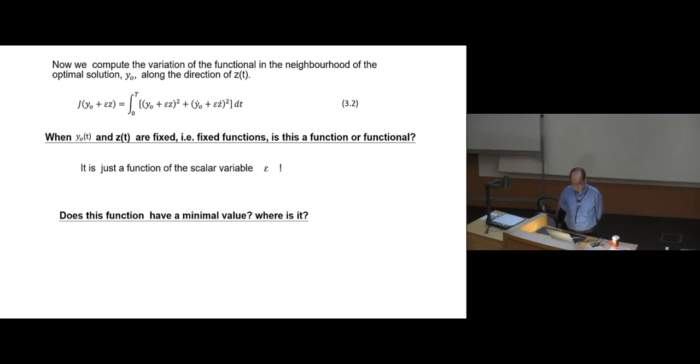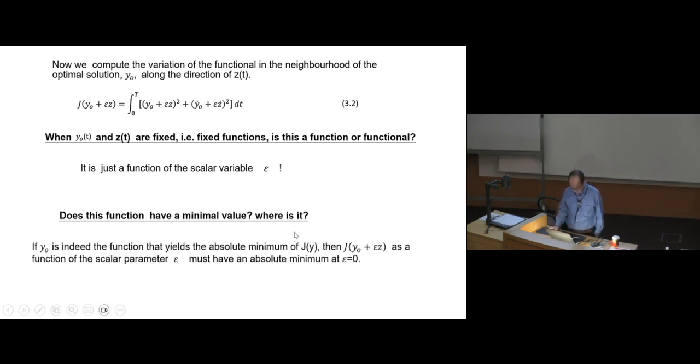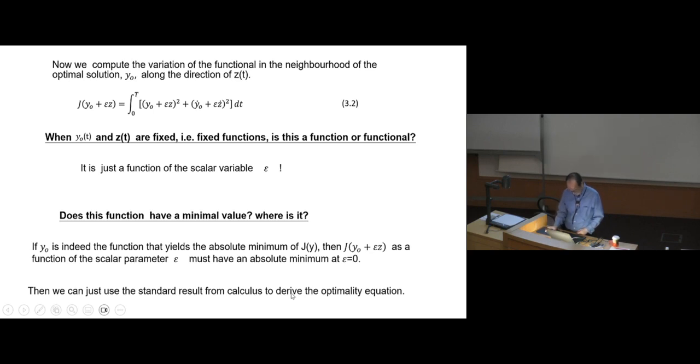So therefore, from this one, if y naught is indeed the function that gives you the absolute minimum of J, then this one, as a function of the scalar epsilon, must have a minimum at epsilon equals 0. Is that clear? Now, if that's the case, we can just use what we have learned from calculus to derive the optimality equation. Okay? So any questions?